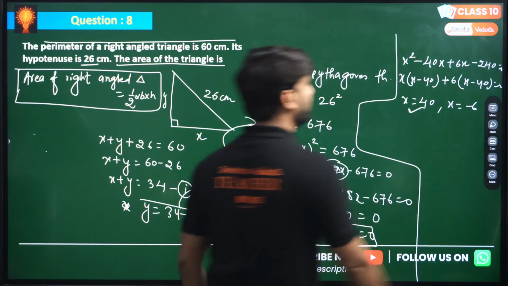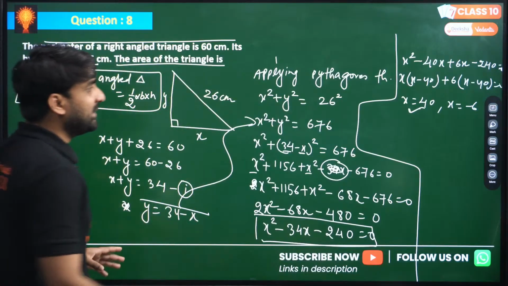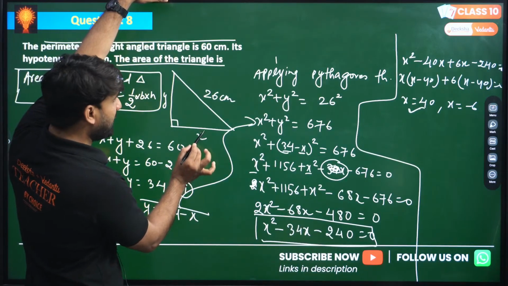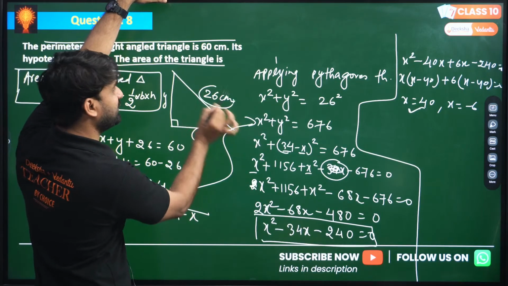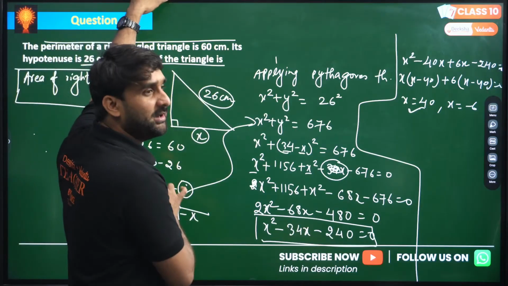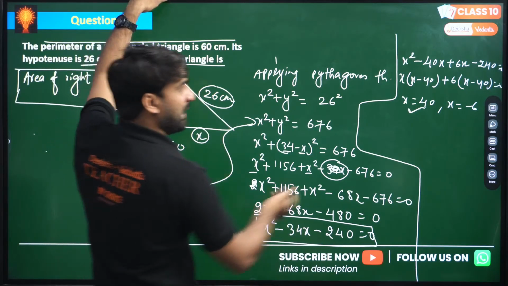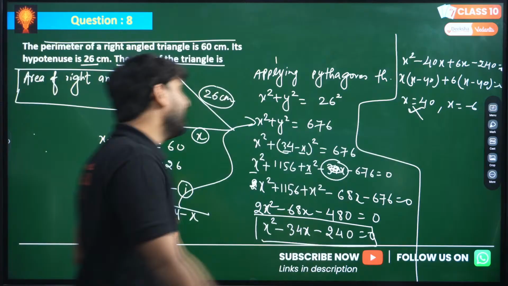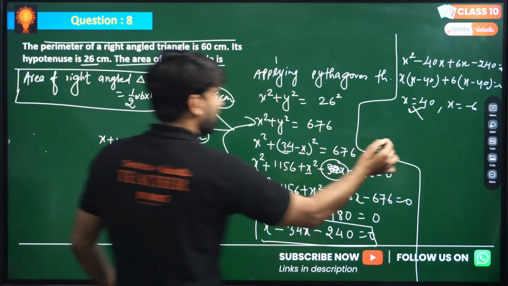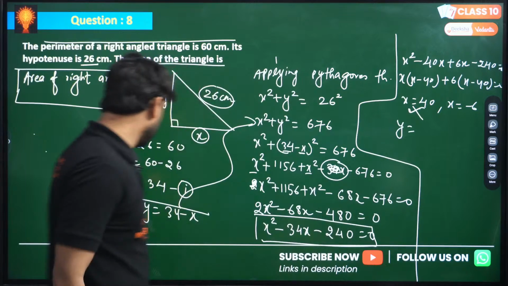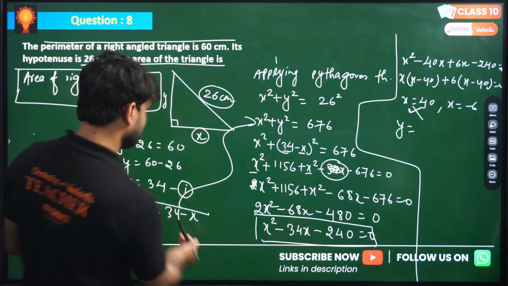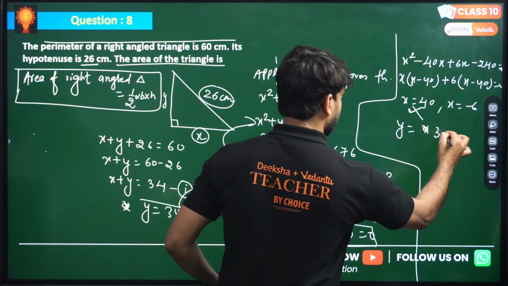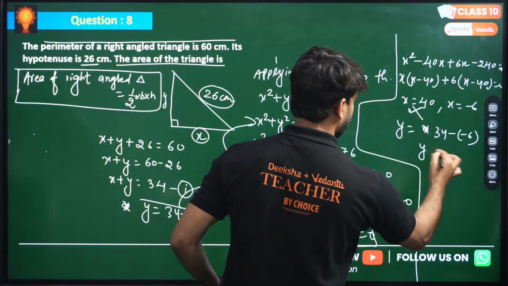So you can approve this one. But one thing is here, if we take x equals to 40, x is the base and hypotenuse is what? 26. So it cannot be greater than hypotenuse, so we have to disprove this. So we can approve that value, x equals to minus 6. And if x equals to minus 6 is there, what will be y? You can put here in this, so y will be 34 minus 6, so it would be 40.